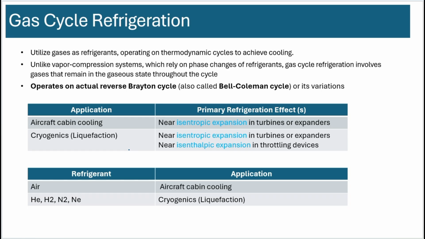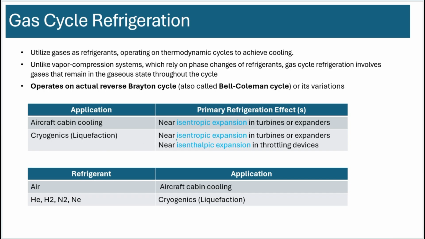There are two primary applications for such cycles. These cycles are not very efficient, so they're only used for special cases. One is aircraft cabin cooling, and the other is cryogenics and liquefaction. If you are familiar with liquid nitrogen, liquid oxygen, etc., they are liquefied at very cold temperatures through the use of gas cycle refrigeration. Now, aircraft cabin cooling primarily uses isentropic expansion.